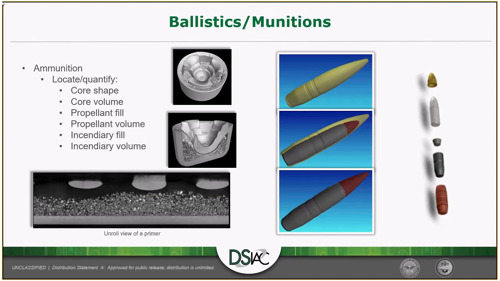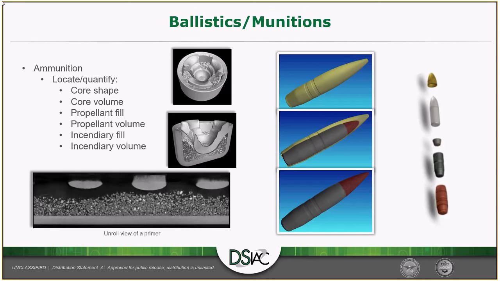Here's some ballistics here for ammunition and munitions. Quantifying core volume, core shape, propellant fill, propellant volume. These were all things that you have to physically cut a bullet open to see inside of it to get that information, whereas now we can measure jacket thickness, we can measure incendiary fill, incendiary volume. If you see on the right, you can break out a bullet, all its internals into a CAD model and actually make a digital library of each round so you have a reference point.